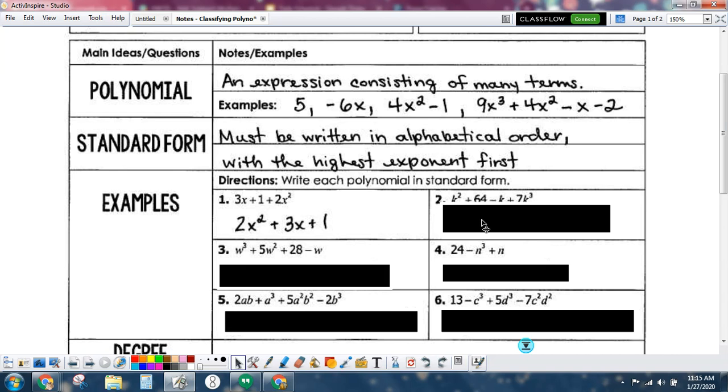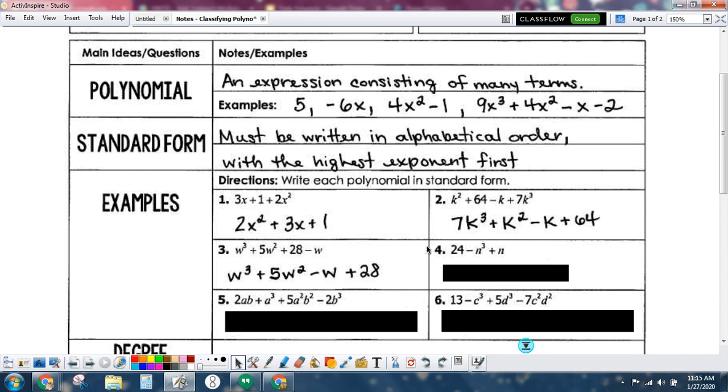Okay, so try number 2. Pause the video, and then come back in a second. So for number 2, you should have gotten 7k to the third plus k squared minus k plus 64. Try 3 and 4. For number 3, you should have gotten w to the third plus 5w squared minus w plus 28. And for number 4, you should have had negative n to the third power plus n plus 24.